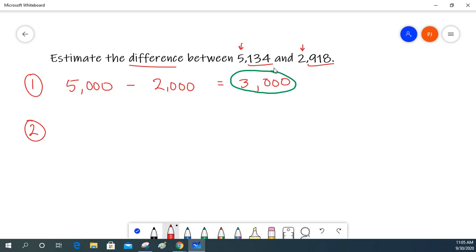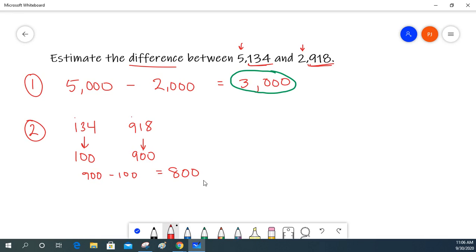So my first leftover is 134. Instead of 134, I'm looking at the leading digit, which is a 1 in the hundreds place, so I know the value is 100. Instead of 918, I look at the 9 in the hundreds place, and I know the value is 900. So now I need to find the difference here. It might help if I flipped it over so that it actually says 900 minus 100. The difference here is going to be 800.